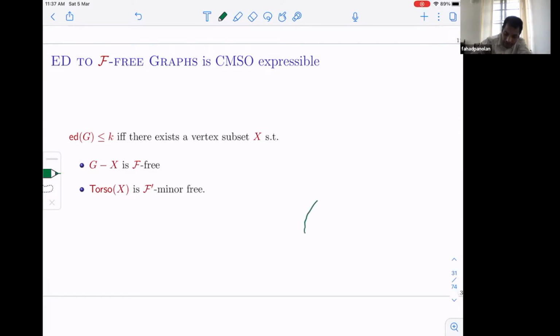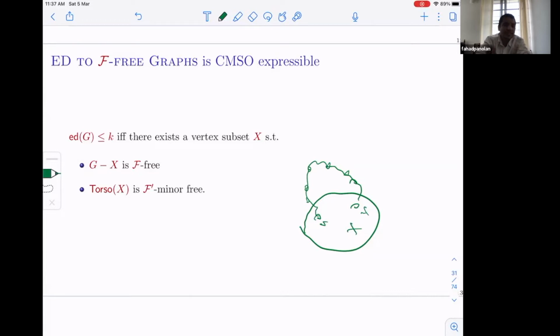The torso of X is a graph on the vertex set X, and you have an edge between two vertices in this graph if in your graph G there is a path between these two vertices where the internal vertices are outside X. That graph is called the torso of X.